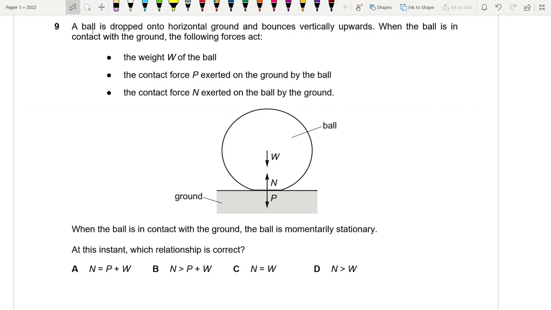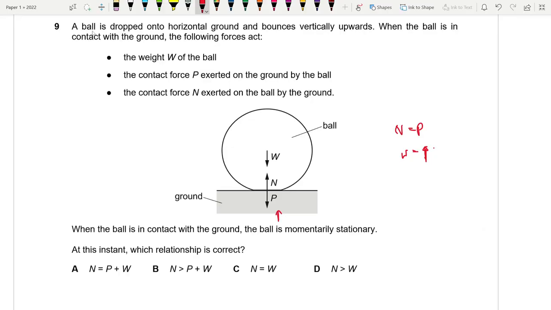N and P are contact forces, and the pair force of the weight is, since W is the weight of the ball, that means the earth is pulling the ball and the ball is also pulling the earth. That's the red arrow I've shown you. So N is actually equal to P, and W is equal to the red arrow, but we don't have those options over here. So that's a no-go.